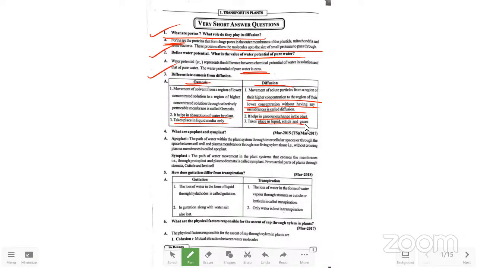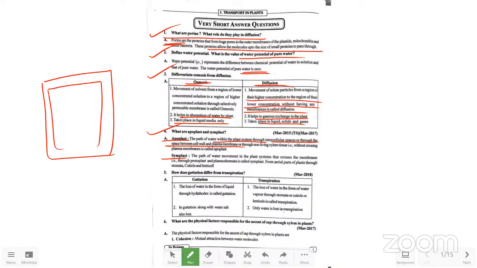Okay, next one. What are apoplast and symplast? We need to define them and we'll get 2 marks there. See, apoplast means when the water molecules move within a plant cell through the intercellular spaces or through the spaces between the cell wall and the plasma membrane. If this is the cell wall and the plasma membrane, which we will draw, when the water molecules move through the intercellular spaces, that is called the apoplast.